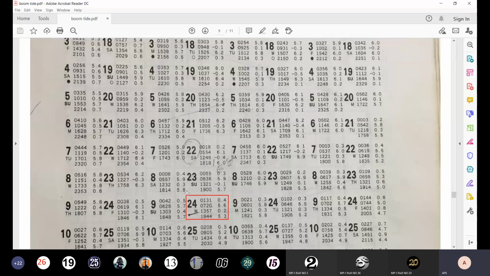Because we have to calculate high water, low water at Boom. But Boom is related to Antwerp. So first we find out Antwerp, then we'll apply some corrections to time, corrections to height, and we will get data for Boom. So write down exactly the way it is given. This is data on top. You put down data for Antwerp, 24th February 1992.